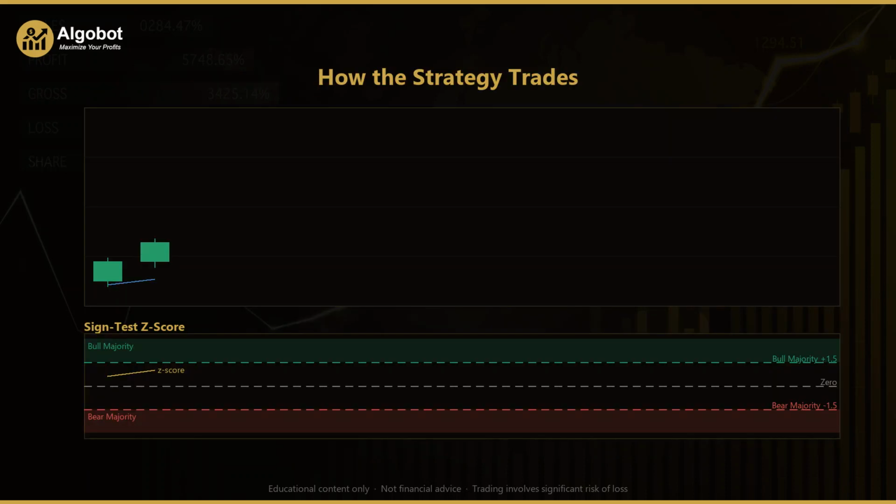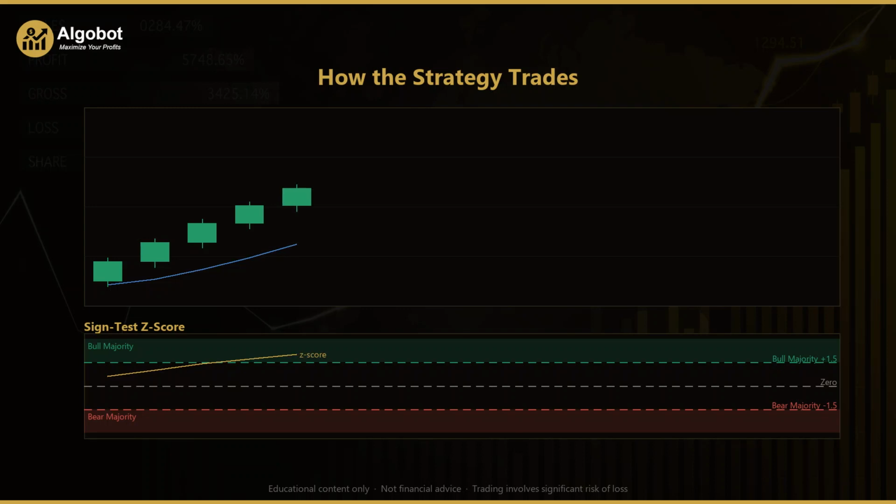Let's bring the whole idea together on this illustrated chart. Along the bottom, you can see the strategy's real engine, the sign test z-score, plotted as its own oscillator, with a green band marking a statistically significant bullish majority above positive 1.5, and a red band marking a significant bearish majority below negative 1.5. Riding on the price candles themselves is the baseline exponential moving average, the 50-period line the strategy uses only as a which side of price check.